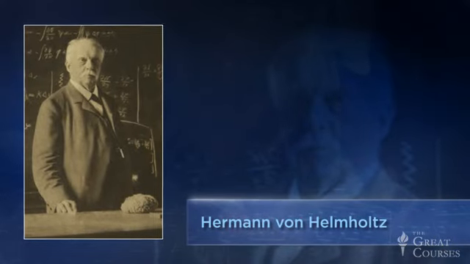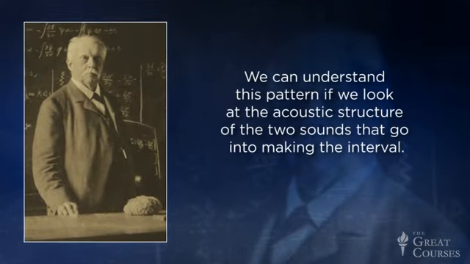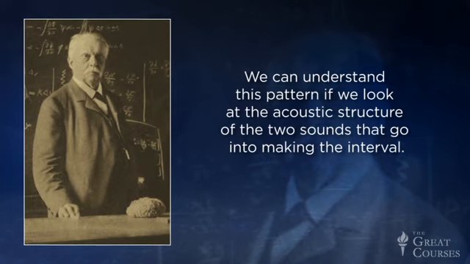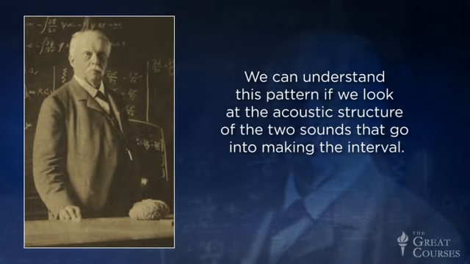What is happening in the brain that leads people to hear certain intervals as more consonant and others as more dissonant? There's a long history of debate about this. The 19th century German scientist Hermann von Helmholtz suggested that we can understand this pattern if we look at the acoustic structure of the two sounds that go into making the interval.